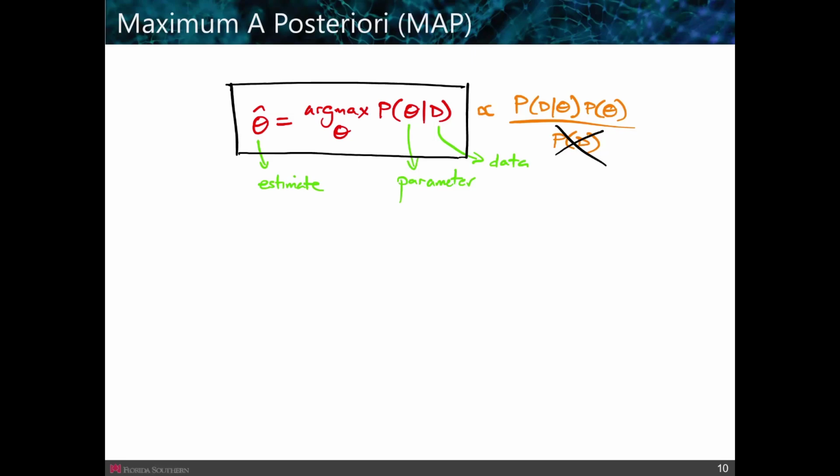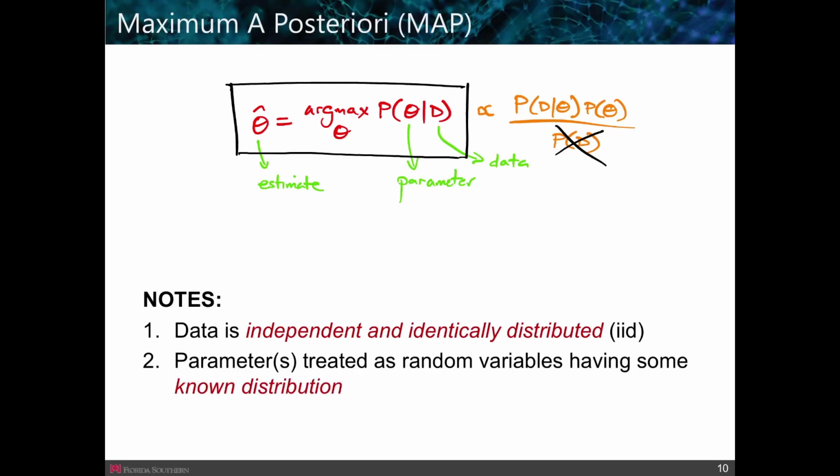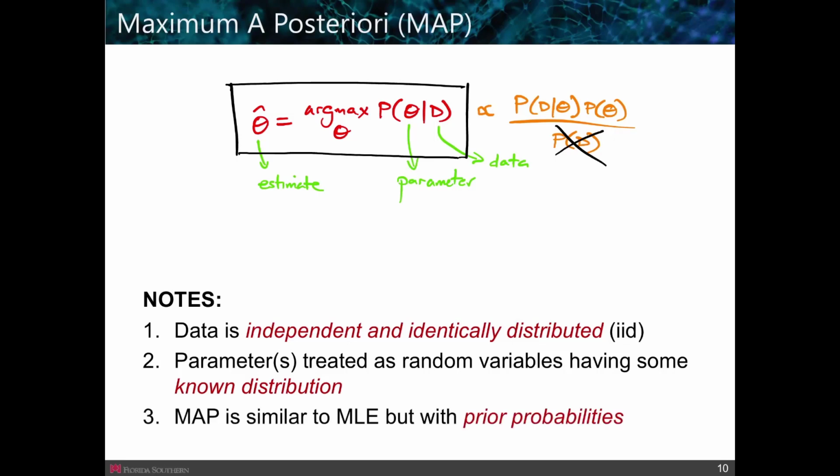Okay, so we're going to solve for what's in the top, the numerator in orange, the probability of d given theta times the probability of theta. Some notes: just like in the MLE case, we're going to assume IID data. The parameters here are now treated as random variables that have some known distribution. This is the difference. So MAP is similar to MLE, but now we have prior probabilities.